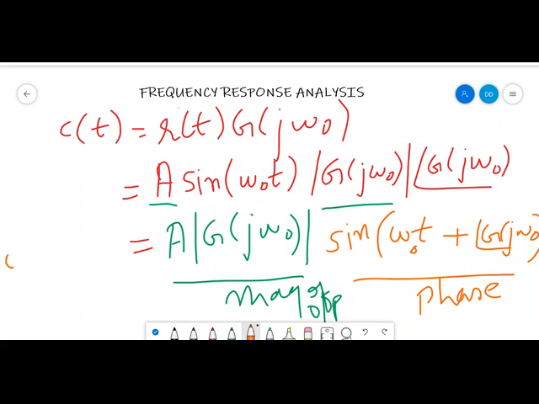So the angular frequency omega naught can be expressed as omega naught is equal to 2 pi f naught. So we have our response C of t, whose magnitude differs from the magnitude of the input signal. Likewise, phase angle of the output signal also differs from the phase angle of the input signal. So the response of a linear time invariant system for a sinusoidal input signal is also sinusoidal, but its magnitude and phase angle differ.